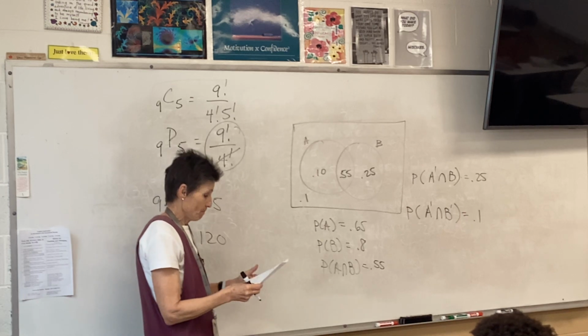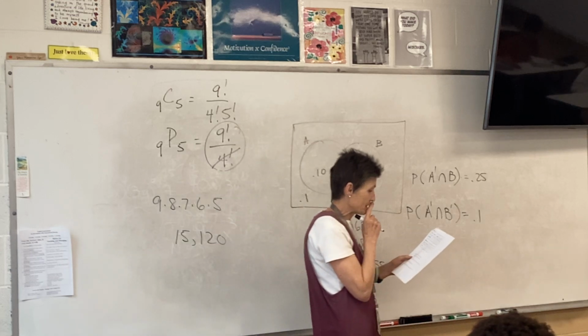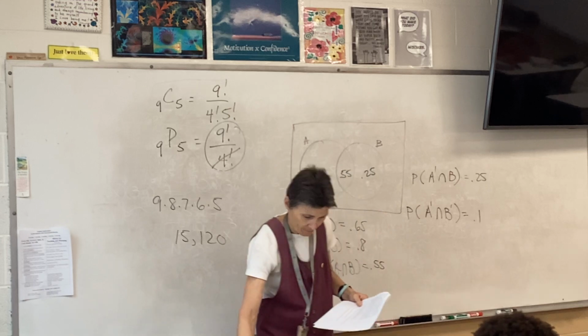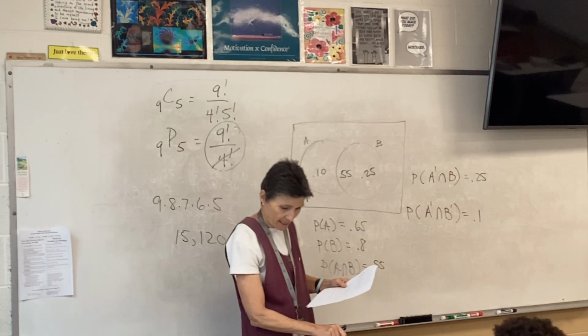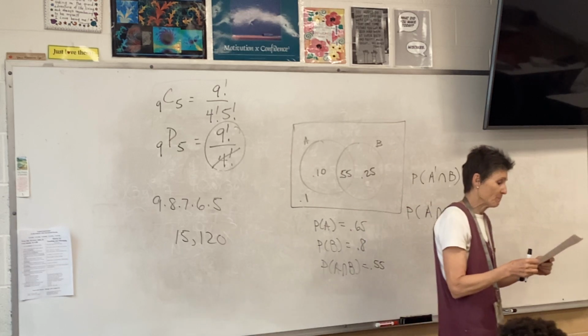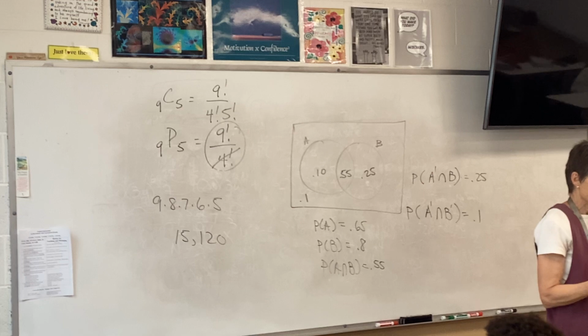All right, here we go. Now we've got, okay, this is exactly like the one we just did. Am I looking at the wrong paper? I didn't even change the chart. The chart's exactly the same, but the questions are different. Question A. What's the probability that neither student likes science?